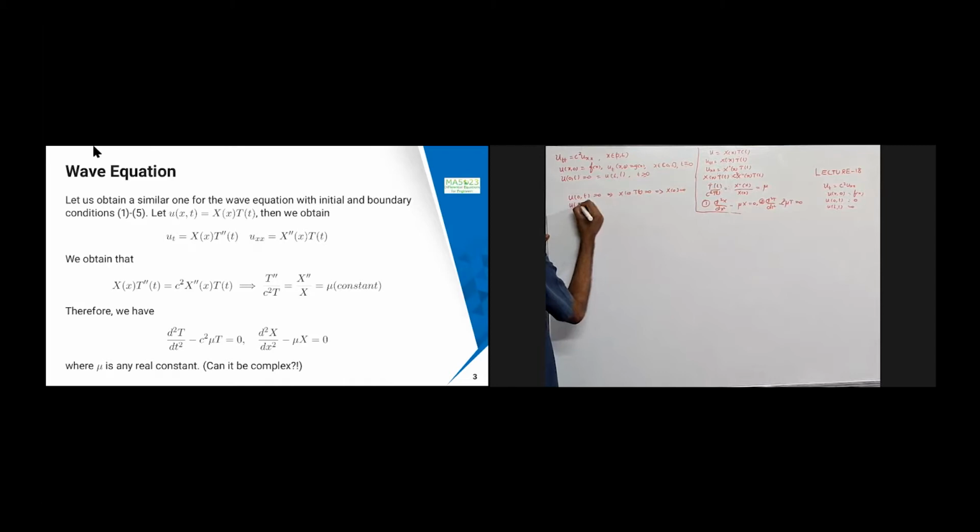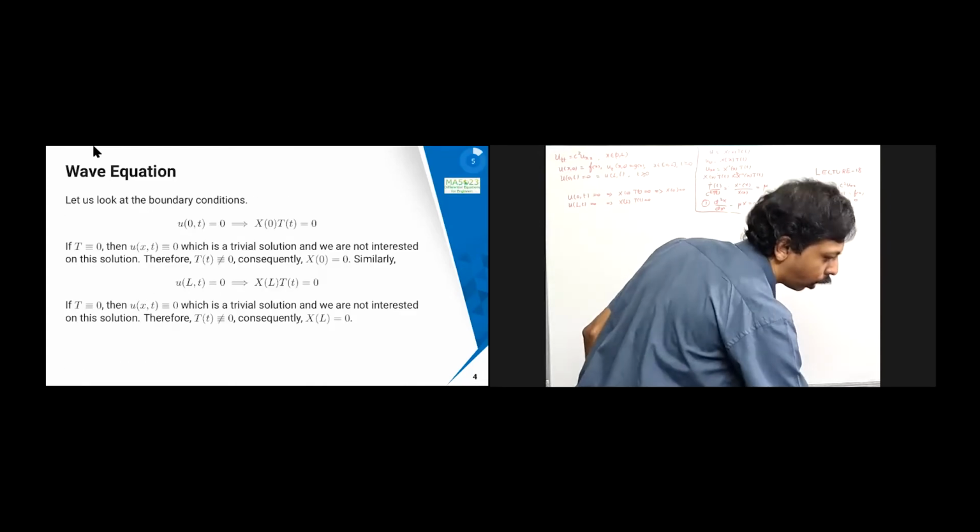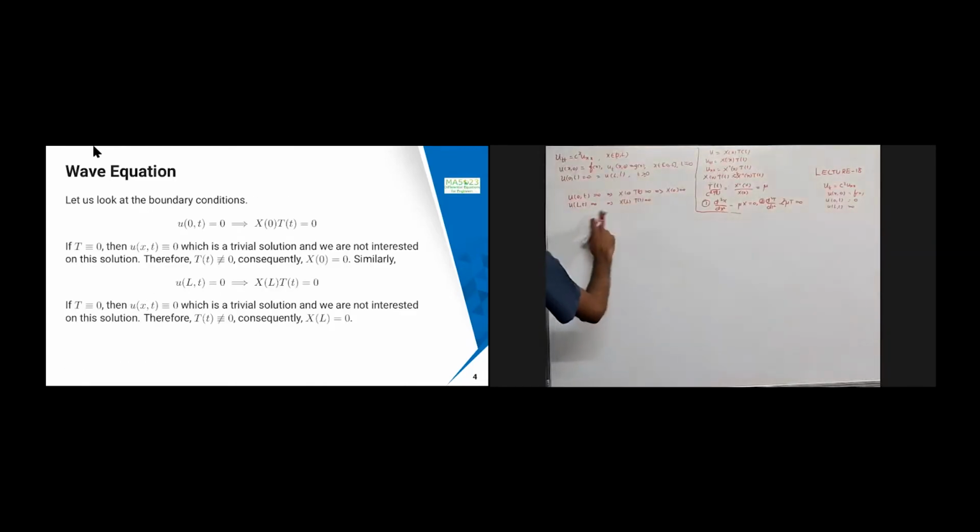Second, you have u of l comma t equal to 0, which means X of l into T of t equal to 0. Using the same logic, T of t is not simultaneously 0. Therefore, X of l is going to become 0.